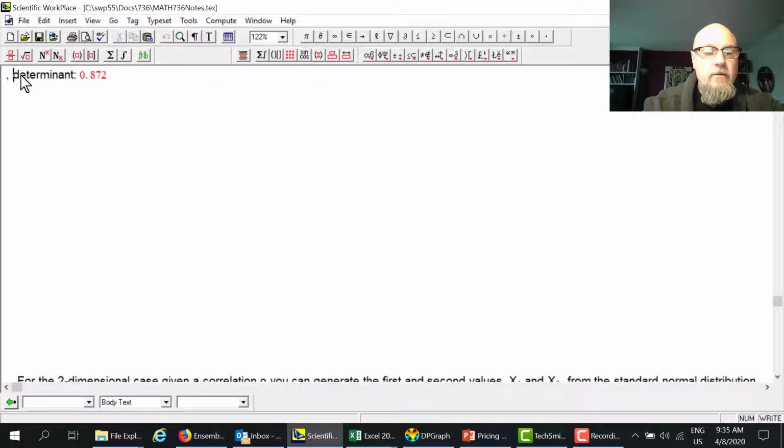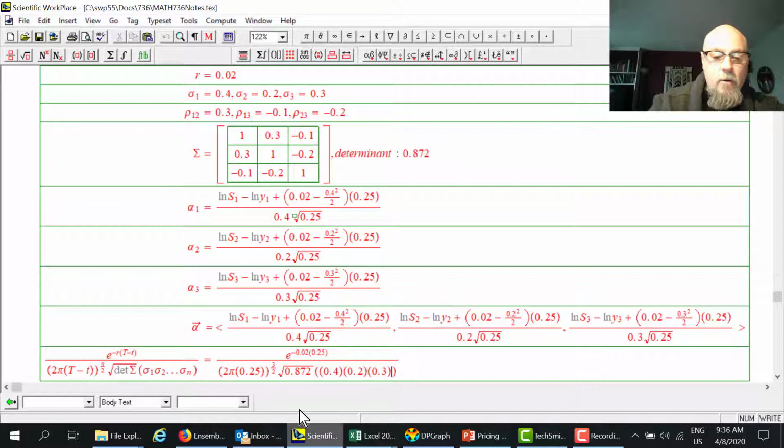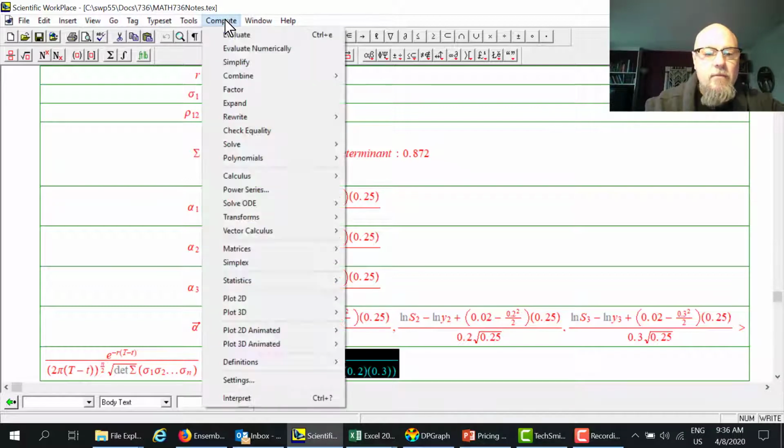Okay, so that determinant is, let's put that up here. Remember, this is symmetric positive definite, so I'm not worried about the determinant being a negative number and me having to take the square root of a negative number. And now the product of all the sigmas. So that's going to be 0.4 times 0.2 times 0.3. Okay, so this is the constant that's in front of that triple integral. Let's just get a number for it.